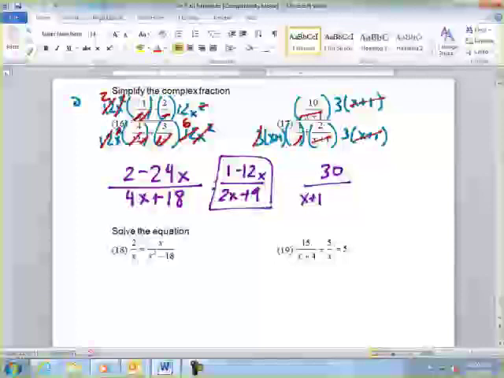Second part of the bottom, the x plus 1's go. 2 and 3 make 6. And for our final answer, to clean it up, we want to put together like terms to make a plus 7. Questions on complex fractions?